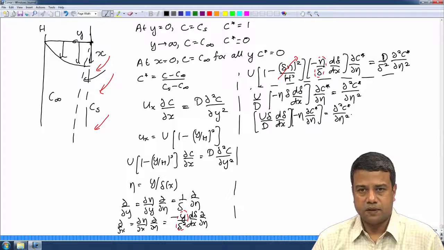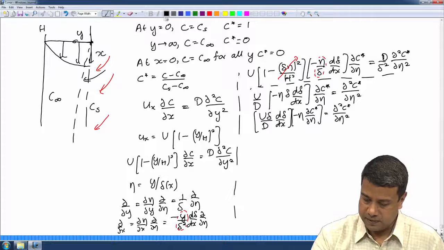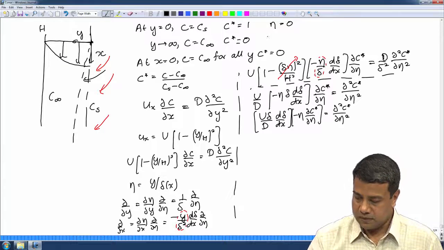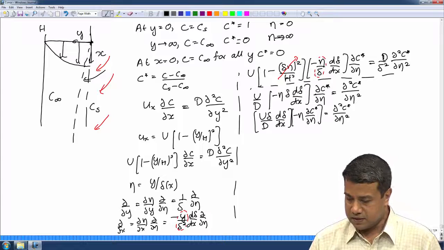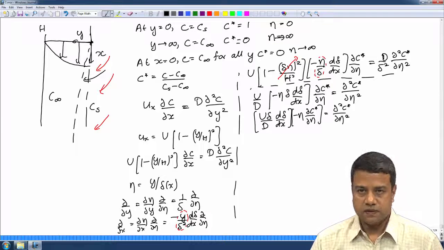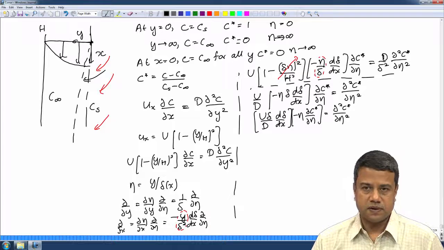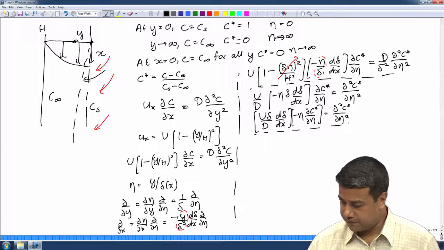Okay. So, that is going to be the equation with the boundary conditions. y is equal to 0 corresponds to eta equals 0, y goes to infinity corresponds to eta equals infinity, and x is equal to 0 for all y also corresponds to eta going to infinity. So, as eta goes to infinity, c star is 0, and at eta is equal to 0, c star is equal to 1. So, I have to solve this subject to those boundary conditions.